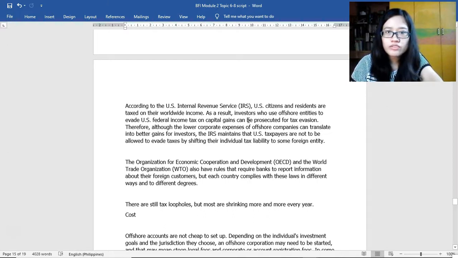As a result, investors who use offshore entities to evade U.S. federal income tax on capital gains can be prosecuted for tax evasion. Therefore, although the lower corporate expenses of offshore companies can translate into better gains for investors, the IRS maintains that U.S. taxpayers are not to be allowed to evade taxes by shifting their individual tax liability to some foreign entity.